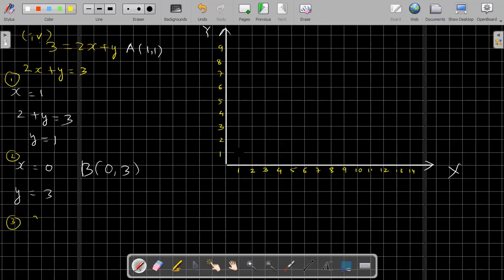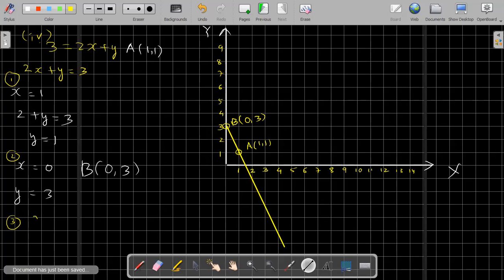Okay, 1 and 1. 1, 1 will meet at this point. Another point is x coordinate 0, that means this point here, on the y-axis. So you can draw the first 2 points. Now it is easy. Here we will write A as 1, 1, and point B is 0, 3. These 2 points you have to join to get that straight line.